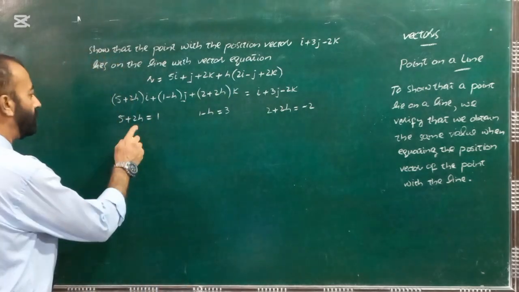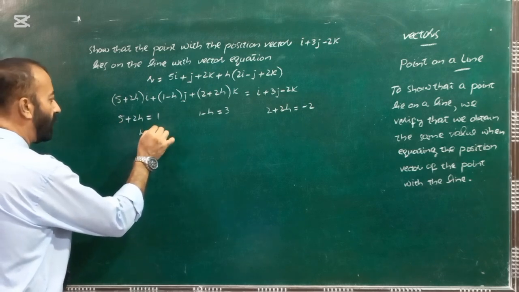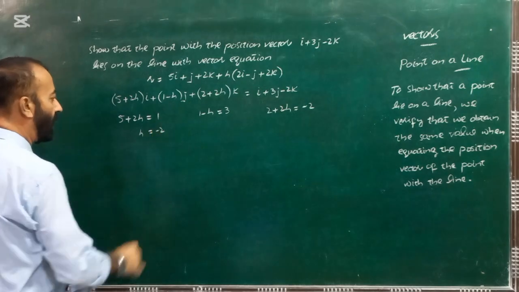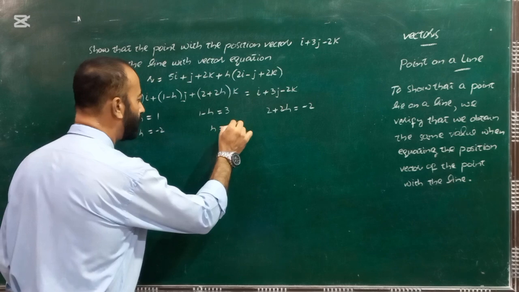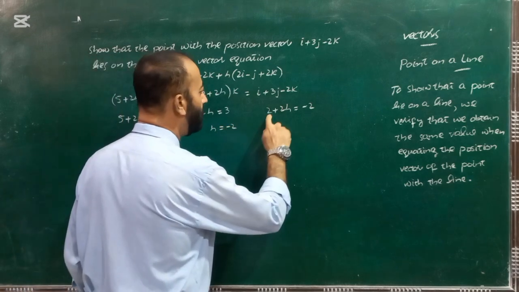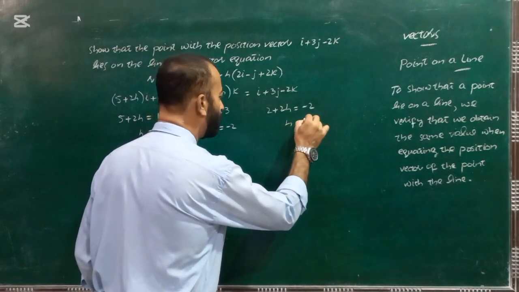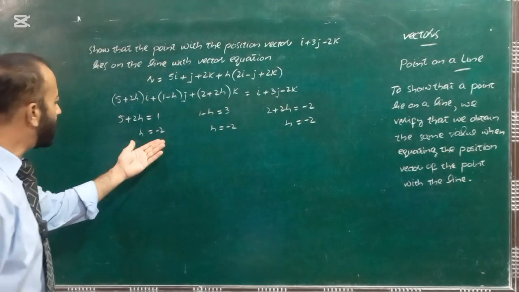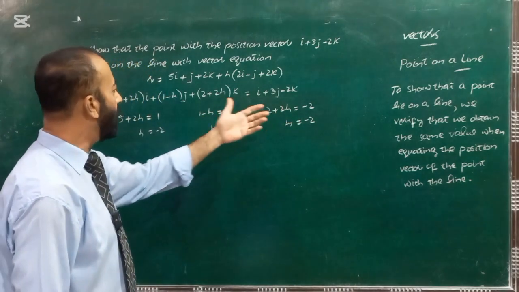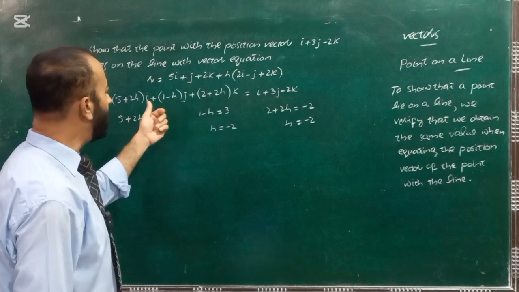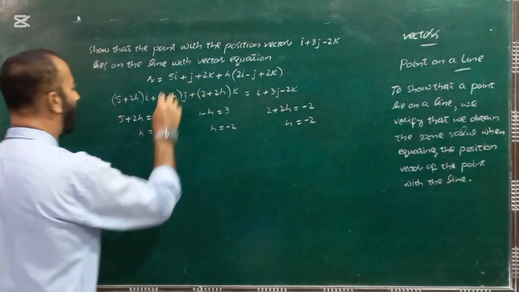So look now from here, this 5 will go to the right hand side, minus 4. So lambda will be equal to minus 2. From here, lambda will be equal to minus 2. And from here, this 2 will go to the right hand side, it will make minus 4. Minus 4 divided by 2 will be minus 2. So it is clearly seen that lambda is having the same value for equating all the position vectors of the line and the point. So that's why it is proved that point is lying on the line.